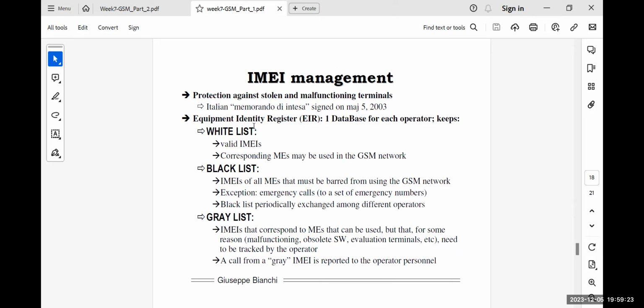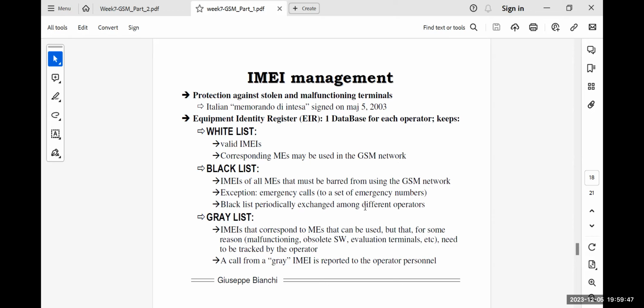So the first list is the white list. In the white list, there are valid IMEI numbers. This corresponds to the mobile equipments that may be used in the concerned GSM network. And then we have a blacklist. That is the IMEIs of all mobile equipment that must be barred from using the GSM network. The exception is the emergency call to a set of emergency numbers.